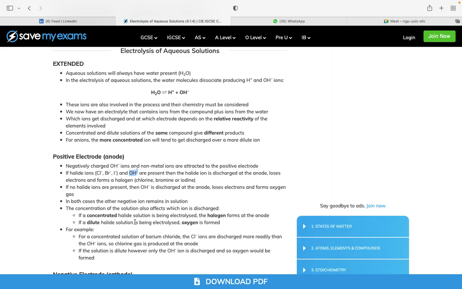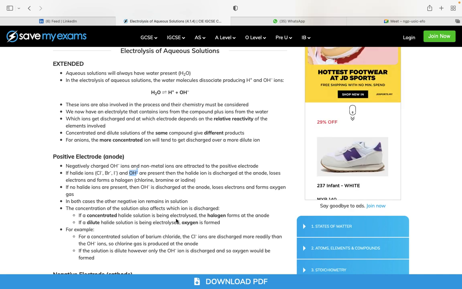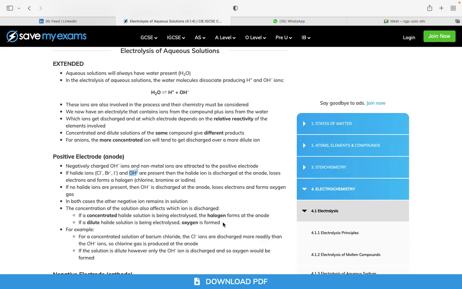If it's a concentrated halide solution that you are electrolyzing, like concentrated sodium chloride, not dilute one, then the halogen forms at the anode. The halogen could be the chlorine gas, the bromine gas, the iodine gas. Then, if it's a dilute halide solution that is being electrolyzed, oxygen is formed at the anode.